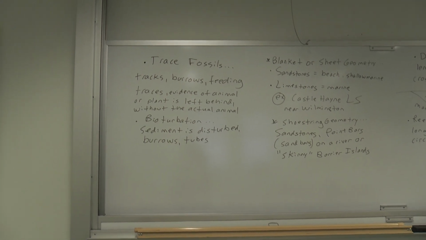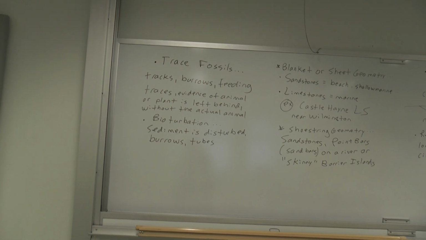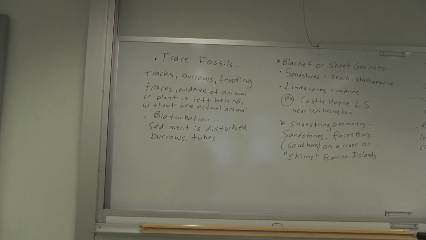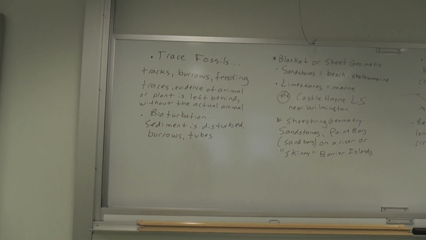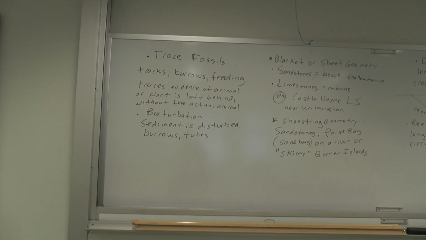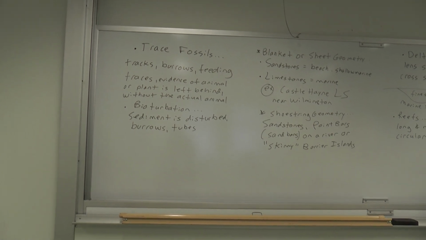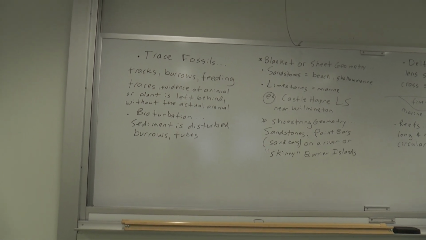Trace fossils are a type of sedimentary structure. Trace fossils. What happens here is that we have evidence of an animal or plant living here or moving around here. We have that evidence, but we don't have any remains of that animal or plant. So this includes tracks, like dinosaur tracks, burrows, feeding traces.